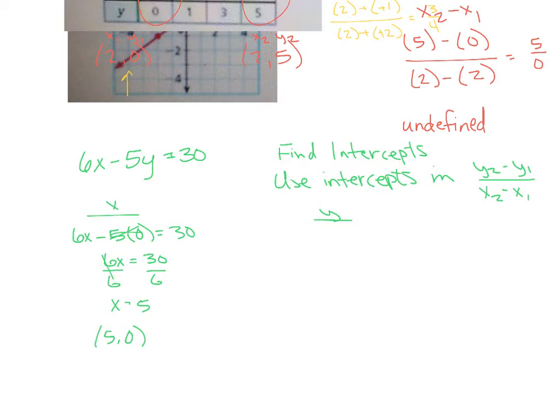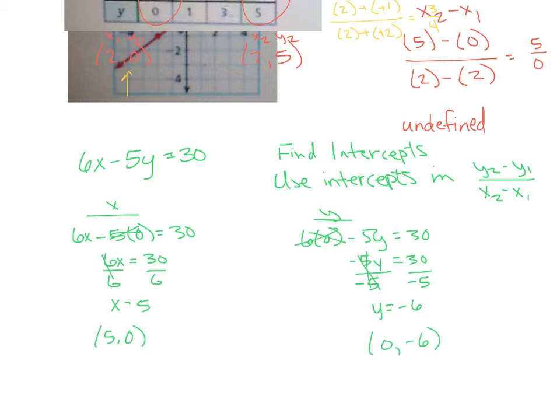And then we have the same thing with our y-intercept, the same equation, but we replace x with 0. That equals 30, and these cancel. So we have negative 5y equals 30. Divide by negative 5. These cancel, and we get y equals negative 6. So our intercept is (0, -6).